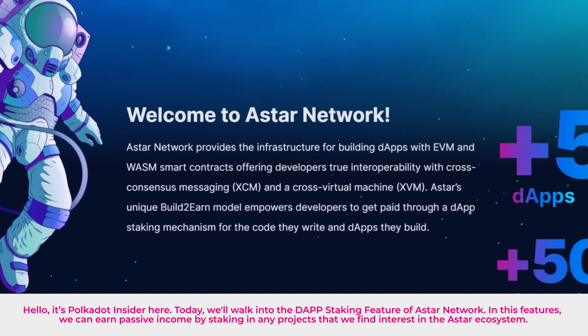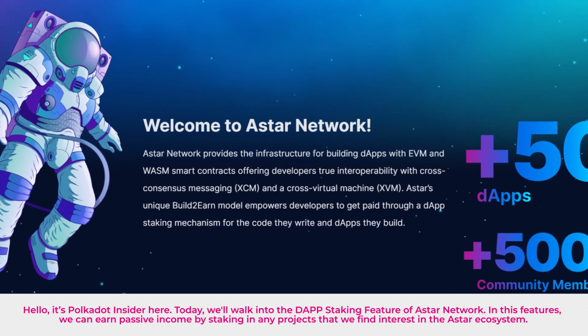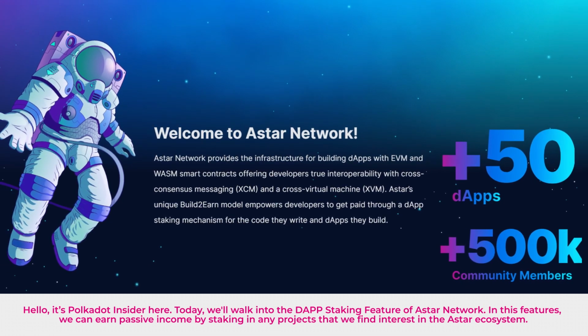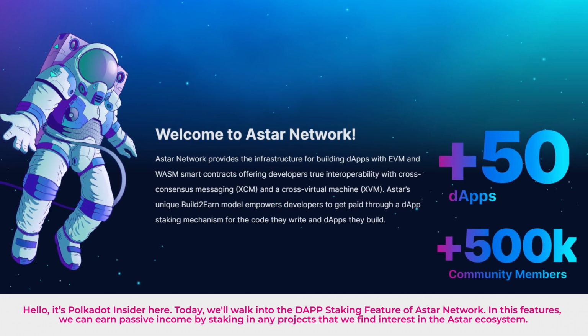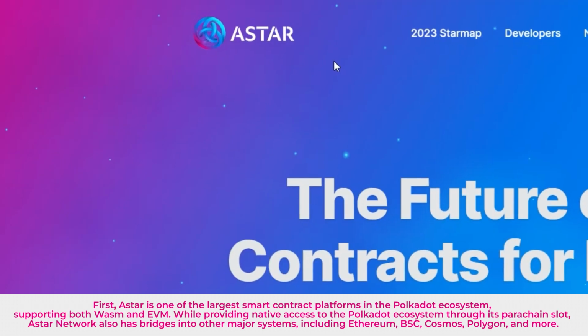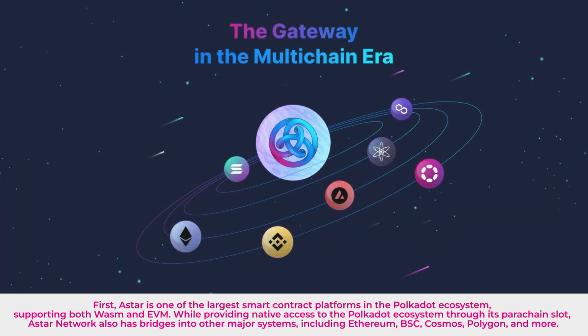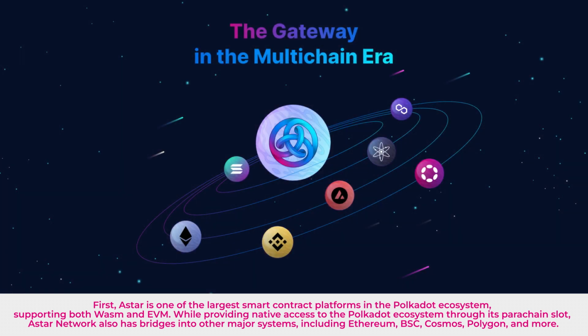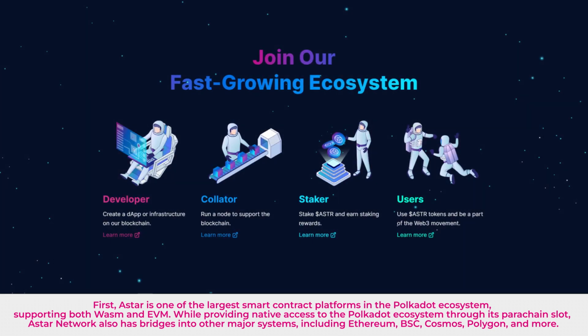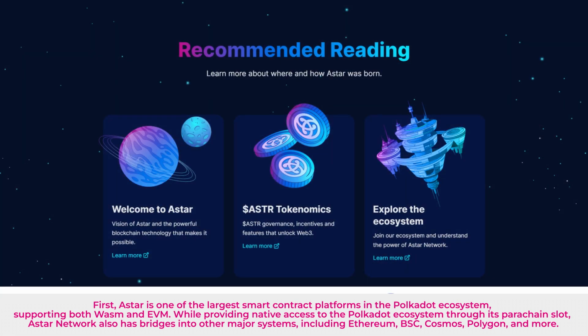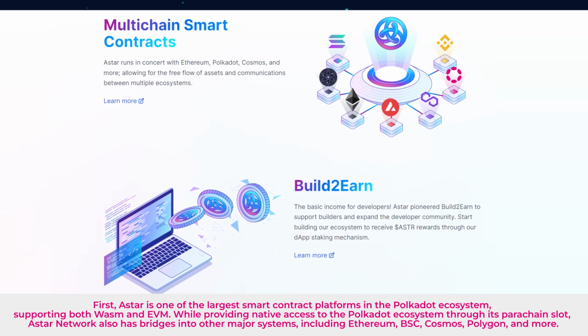Today we will walk into the dApp staking feature of Astar Network. In this feature, we can earn passive income by staking in any projects that we find interest in the Astar ecosystem. First, Astar is one of the largest smart contract platforms in the Polkadot ecosystem, supporting both WASM and EVM. While providing native access to the Polkadot ecosystem through its parachain slot, Astar Network also has bridges into other major systems, including Ethereum, BSC, Cosmos, Polygon, and more.